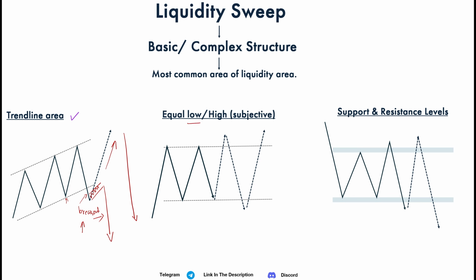And then we have equal lows and equal highs. But this is already subjective because price is never equal. You'll see that this high and this high will be very close. Even this low and this low. Price will come and manipulate these equal highs and then drop lower to manipulate these equal lows here before we can see another shift in market structure here or another impulsive wave.